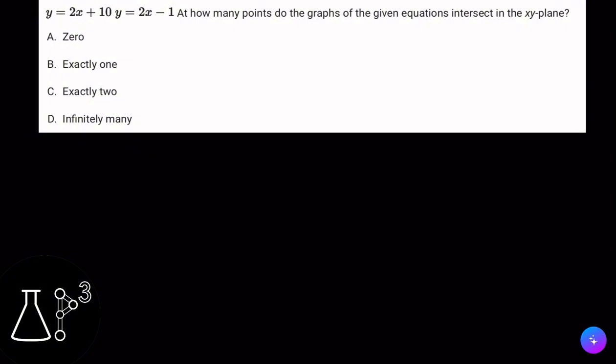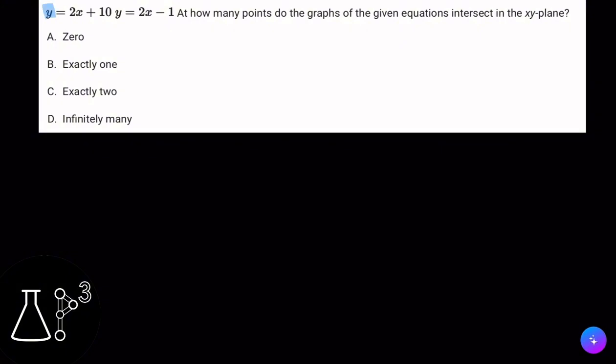This is a similar question. I have y equals 2x plus 10 and y equals 2x minus 1. And we're looking for how many points the graphs of the given equations intersect in the xy plane. So what are we looking for? What is it asking for? At exactly how many points are they intersecting? Kind of like the previous question.